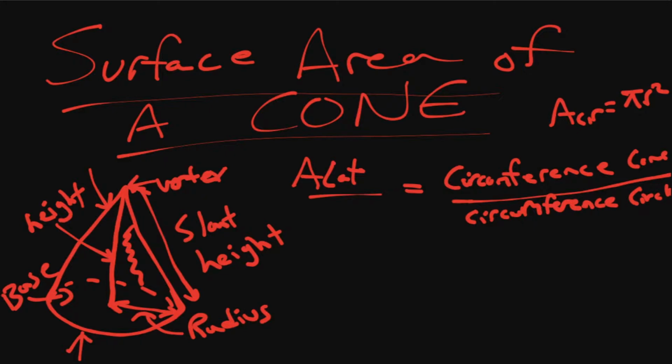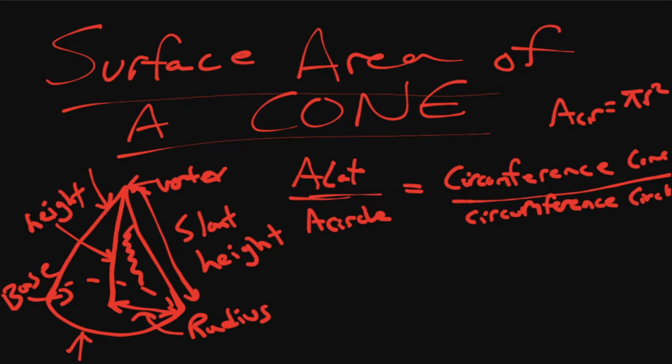This might be a tough concept to wrap your head around, but basically the ratio that the lateral area of a cone has to the area of a circle is the same ratio that the circumference of a cone has to the circumference of a circle. So basically use this logic or this ratio.